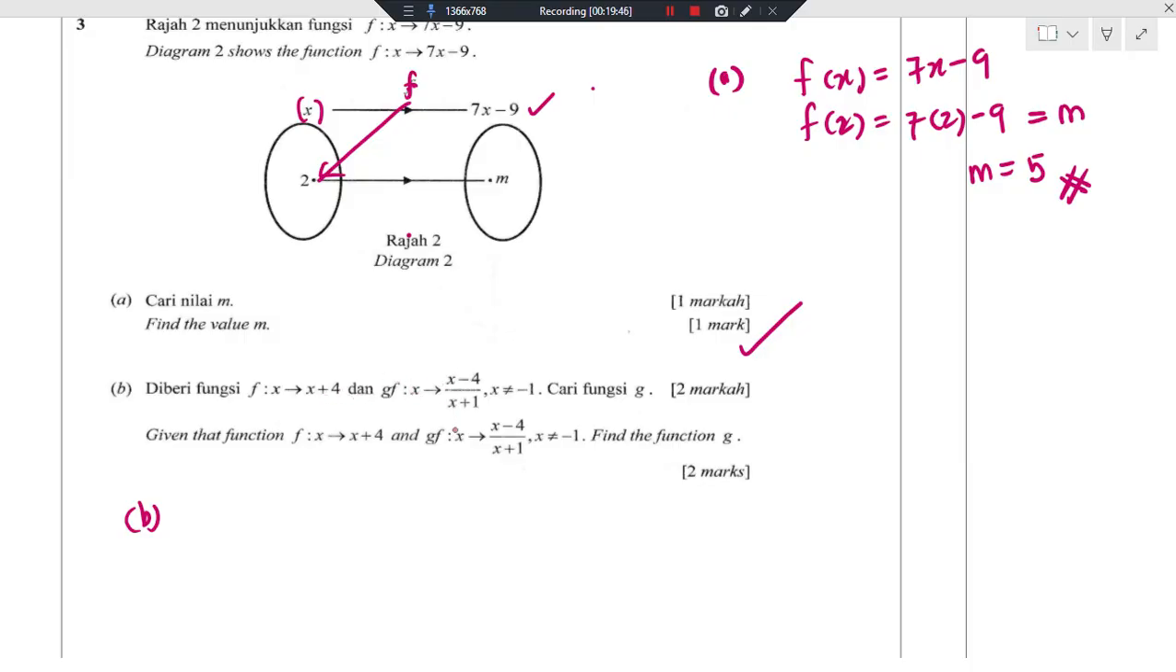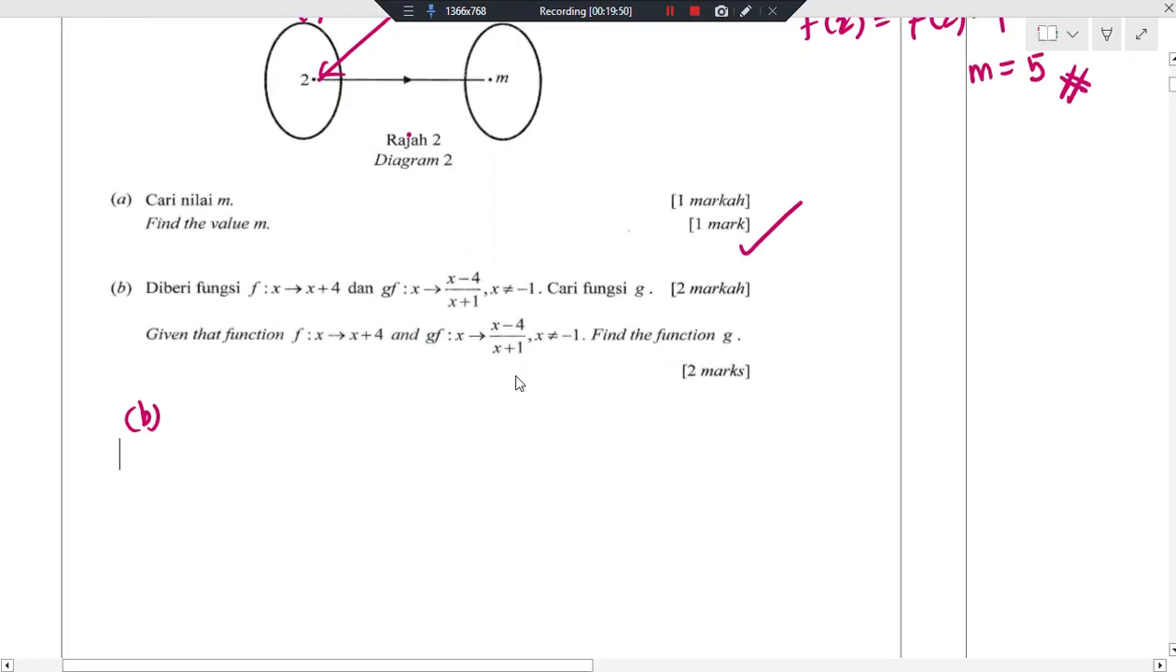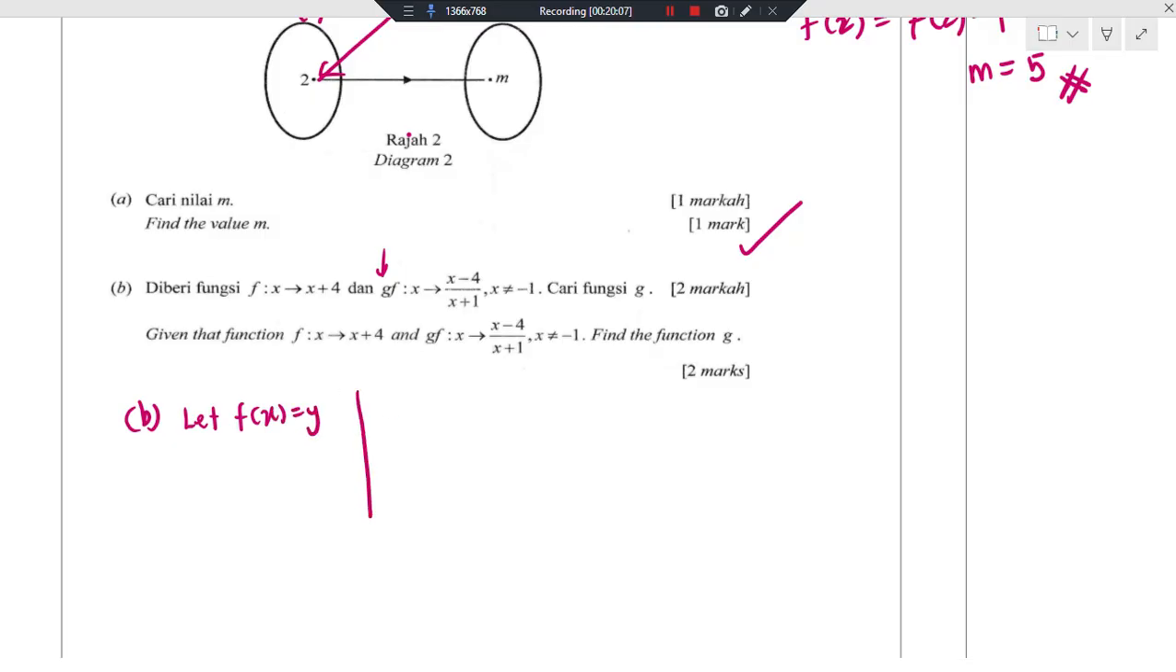Okay, so let fx equals to y and x equals to f inverse y. What is fx? X plus 4 equals to y. So x equals to y minus 4. So f inverse y is equals to y minus 4. F inverse x equals to x minus 4. Up to here, okay? Alright.